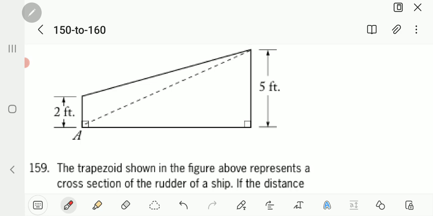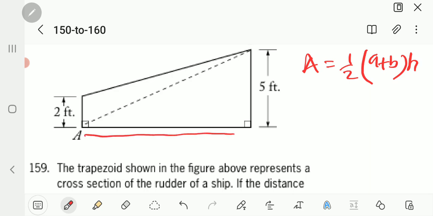First, the area of a trapezium is half the two bases times the height: half of A plus B, that is the bases, times the height. But what are the bases? We have the bases 2 and 5. Now what is remaining is we don't know the height, so we need to get the height.